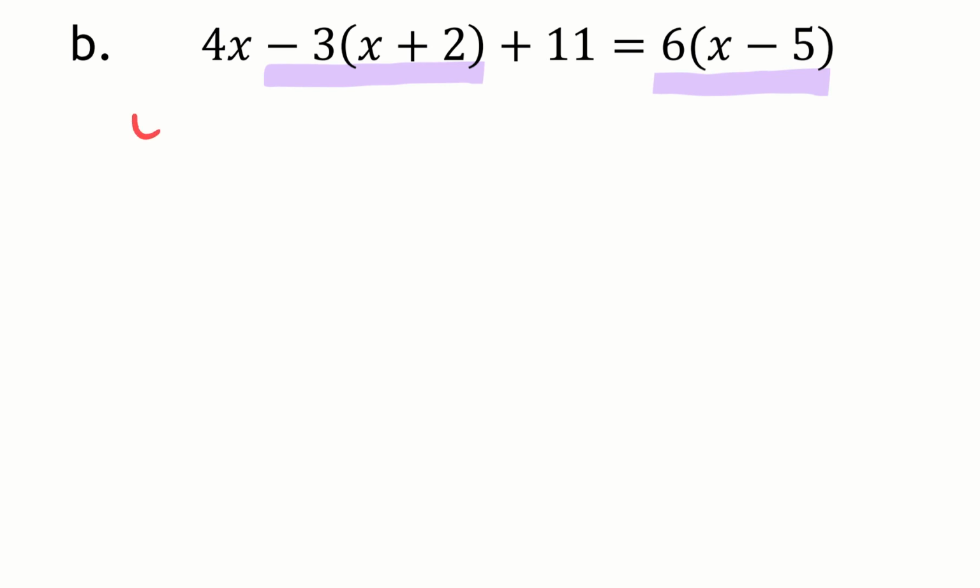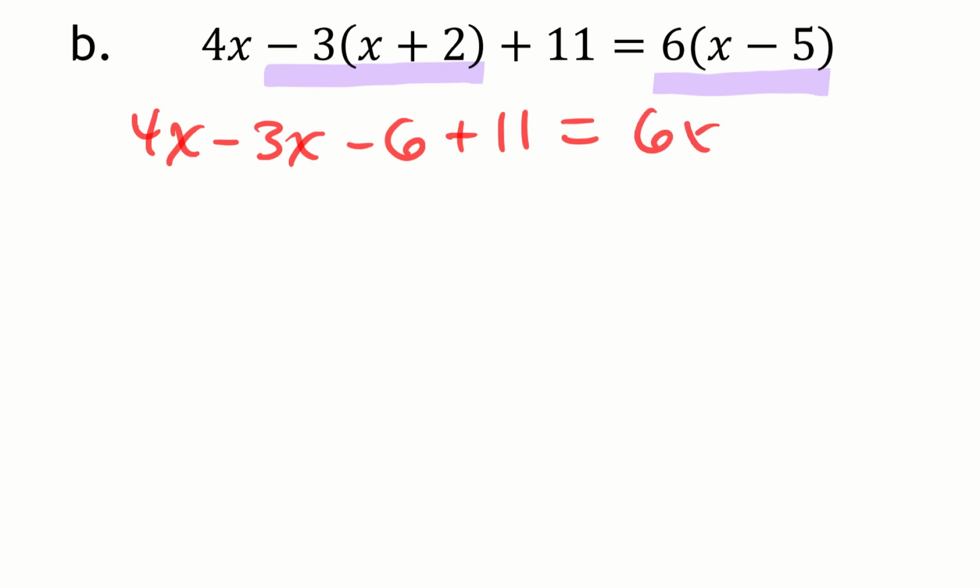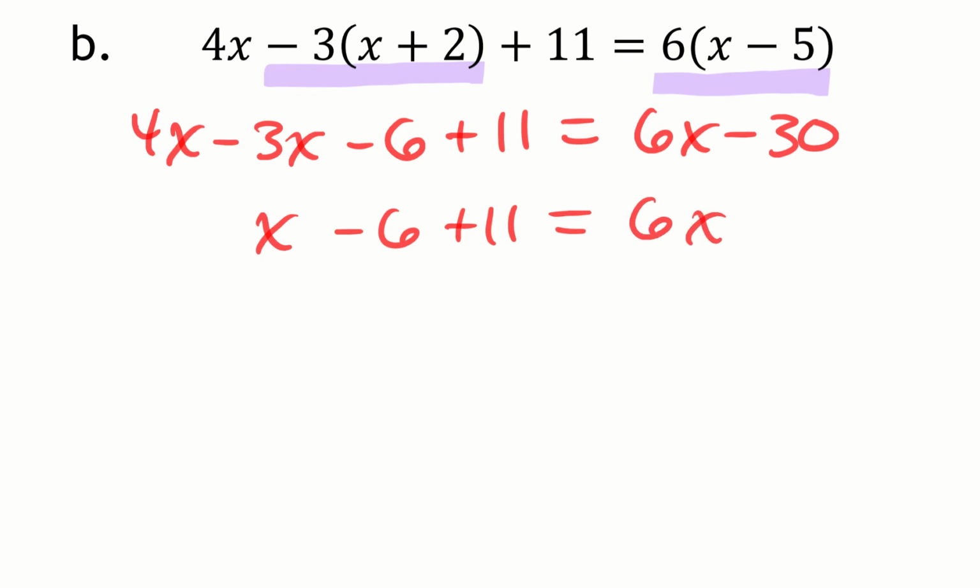So I'm going to have 4x minus 3x minus 6 plus 11. That is my left-hand side, and I distributed the negative 3 to both the x and the positive 2. And on the other side, that's going to equal 6 times x minus 30. I will combine like terms on the left-hand side. 4x and negative 3x is just going to be a single x, minus 6 plus 11. And on the other side, it is 6x minus 30.